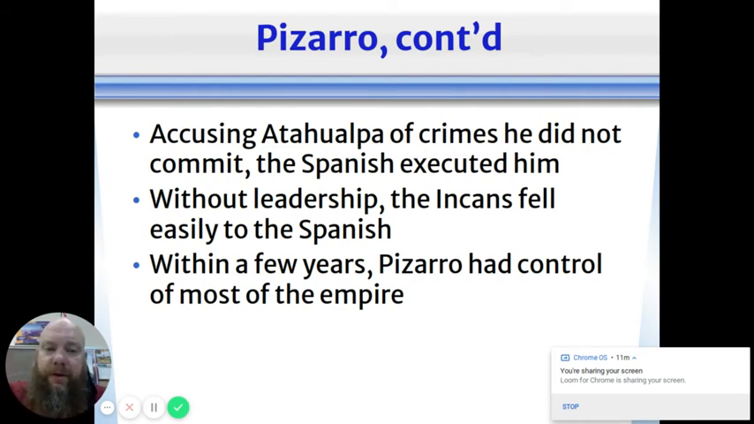So they accused him of committing crimes he didn't commit, and they executed him. And so, like I said, without leadership, they had no real vision or future. And so within a few years, Pizarro had control of most of the empire.